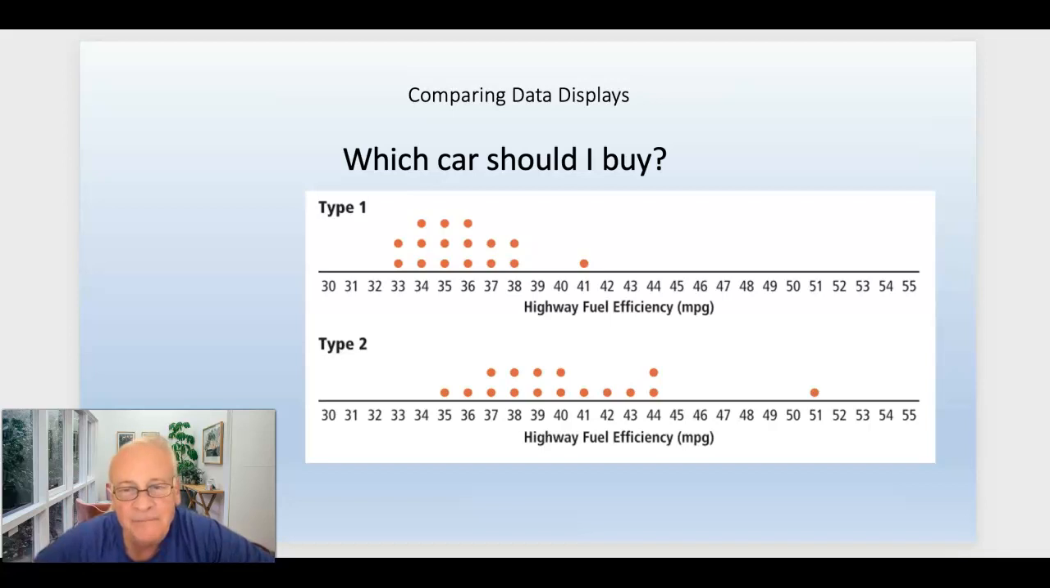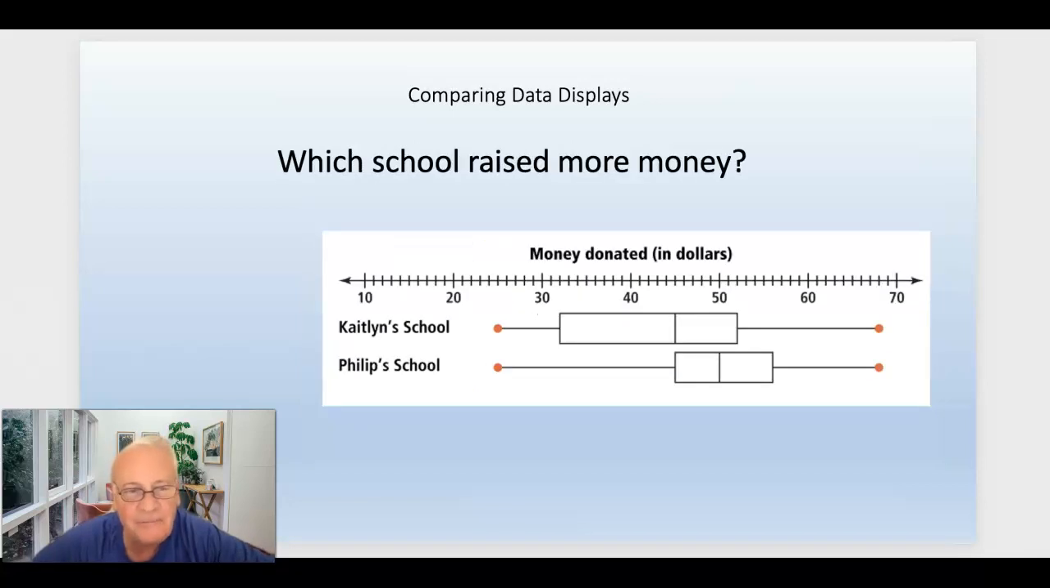All right, as an example, these are two different cars and we collect data from them. Which car should we buy? Again, most of these are really quite obvious. If we're looking at highway fuel efficiency, and that's the only thing we're measuring here, look at the Type 2 car. It consistently has a higher fuel efficiency than the Type 1 car. This has an outlier way out here. This has an outlier too, but this one's much higher. Type 2 is a better car to buy if highway fuel efficiency is the thing you're looking for.